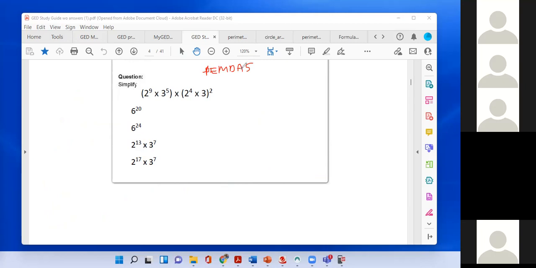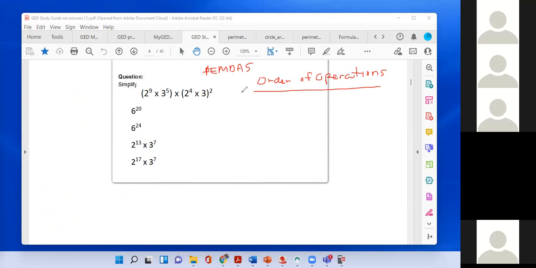PEMDAS. What does it mean? What is it for? Parentheses first. Exponent is the next step. Multiplication, division, addition, subtraction. So those are the order of operations.